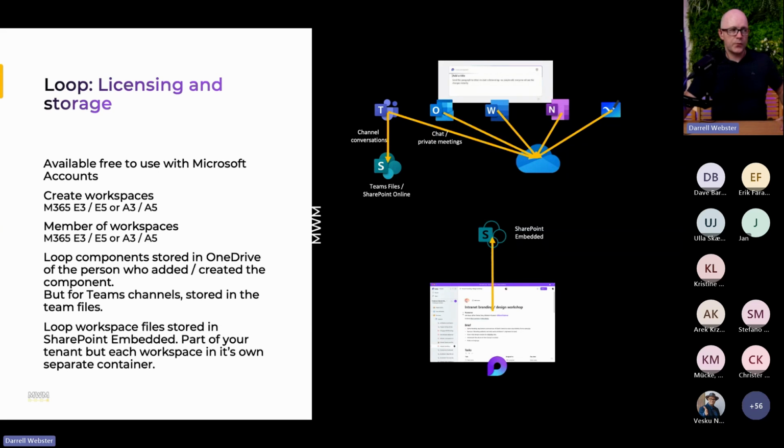So that is, oh, right, yes, licensing for Loop and storage. It is available free to use with Microsoft accounts. There are some limitations, as in how many workspaces you can create with a Microsoft account. You can create workspaces using an M365 E3, E5, A3, and A5 license. Create workspaces. But if you want to be invited into those workspaces and be members of those workspaces, actually, I should have updated that. It should be O365, E3, E5.